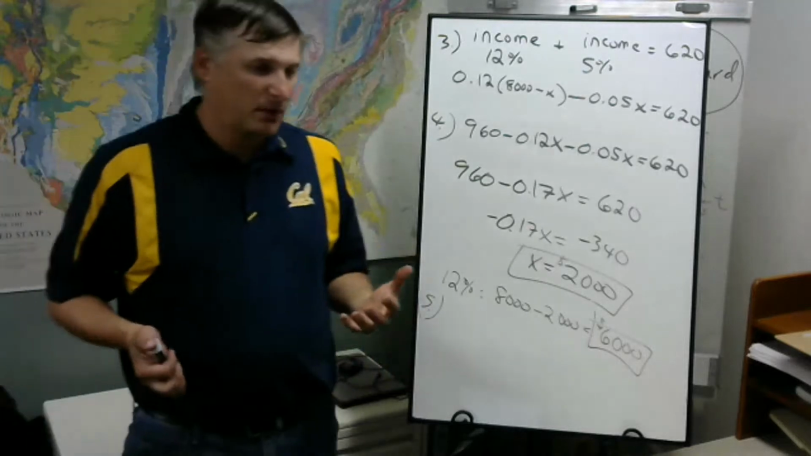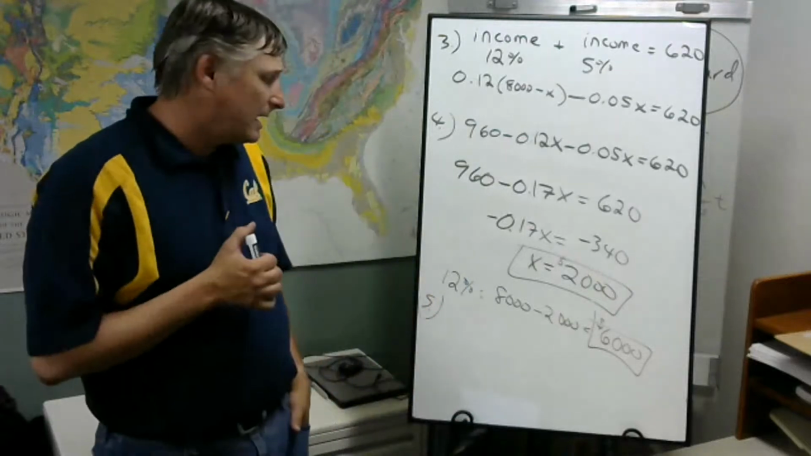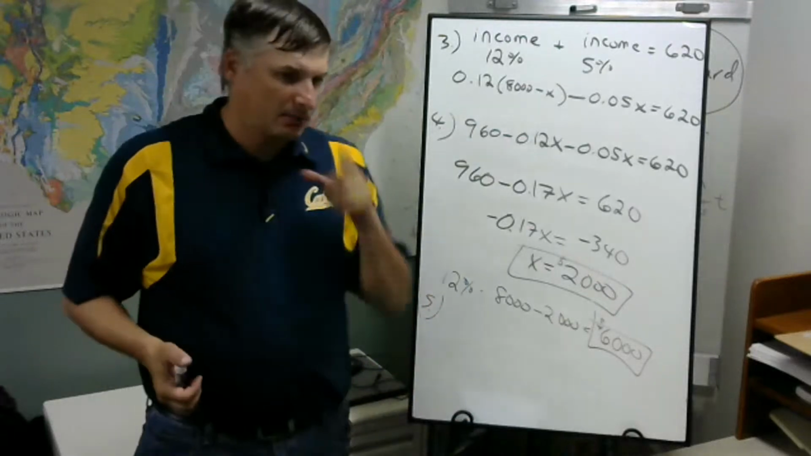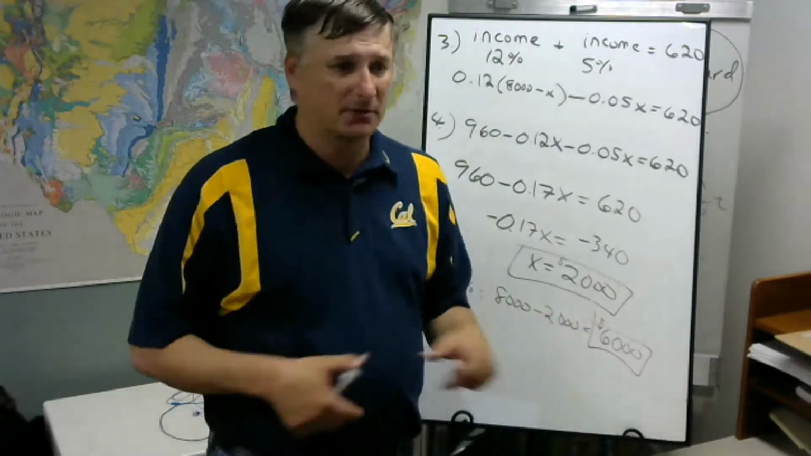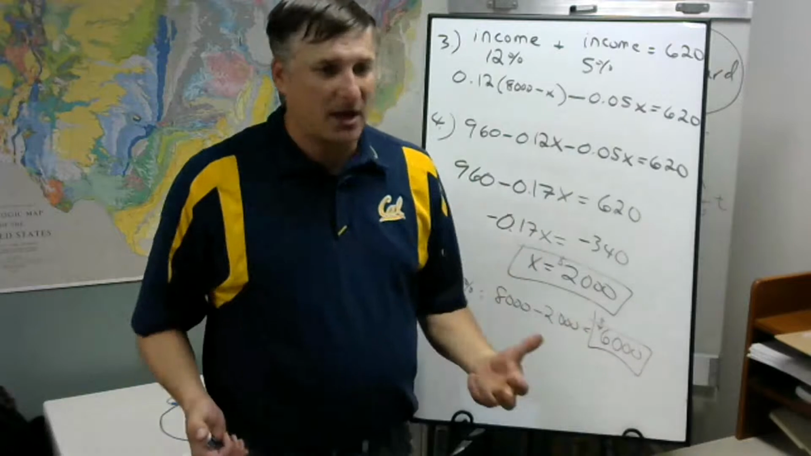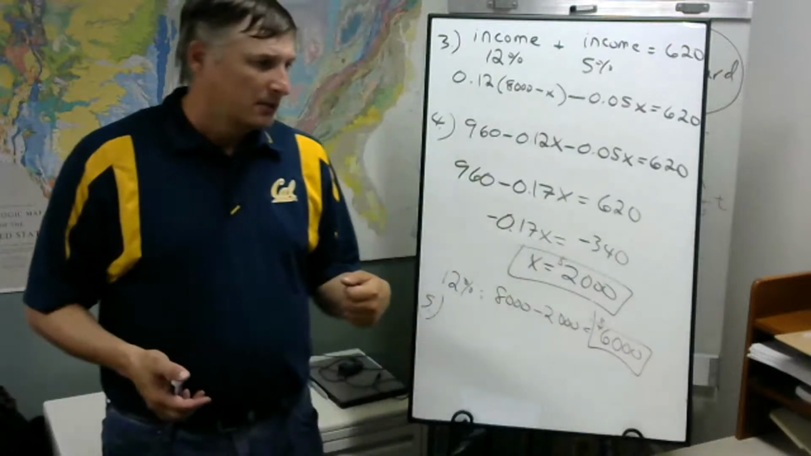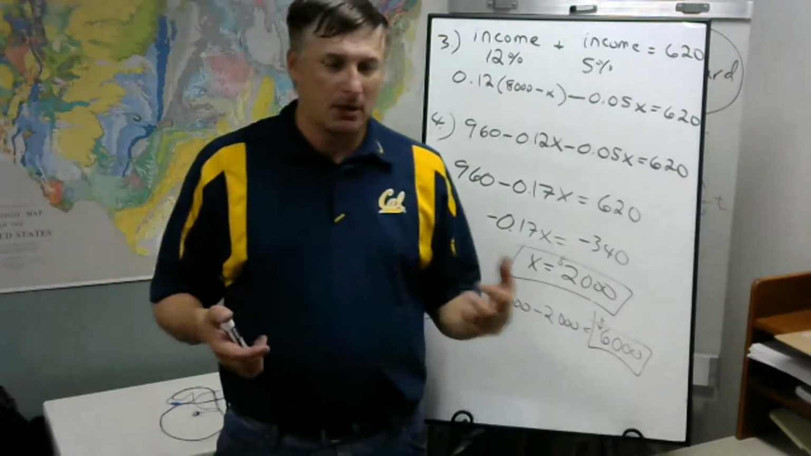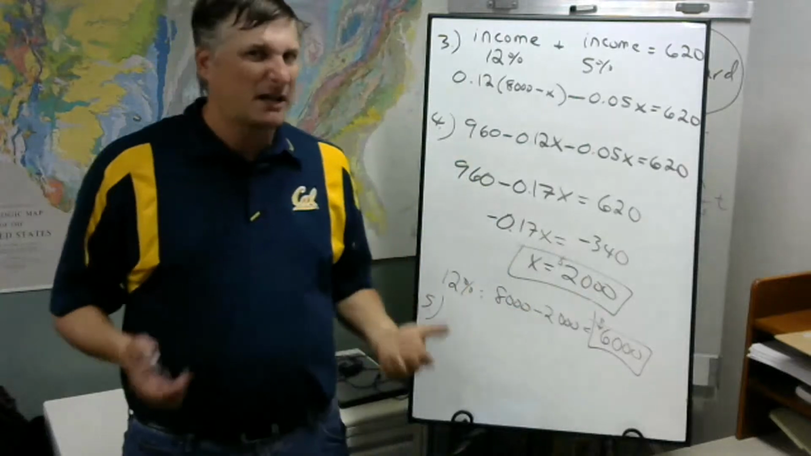To check these, well, they do add up to 8,000, which is something we want to see. And if we put them in terms of the problem, if you invest $2,000 in an account that loses 5%, and you invest $6,000 in an account that earns 12%, the total income on what the earnings are is 620. Well, that kind of makes sense.